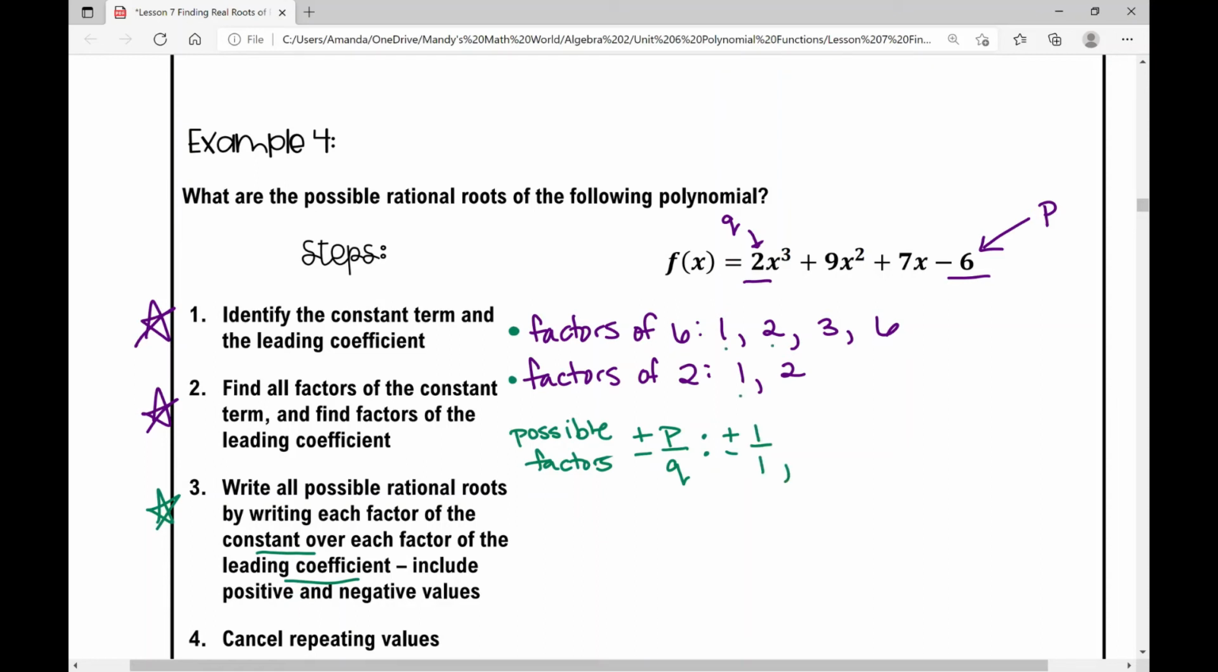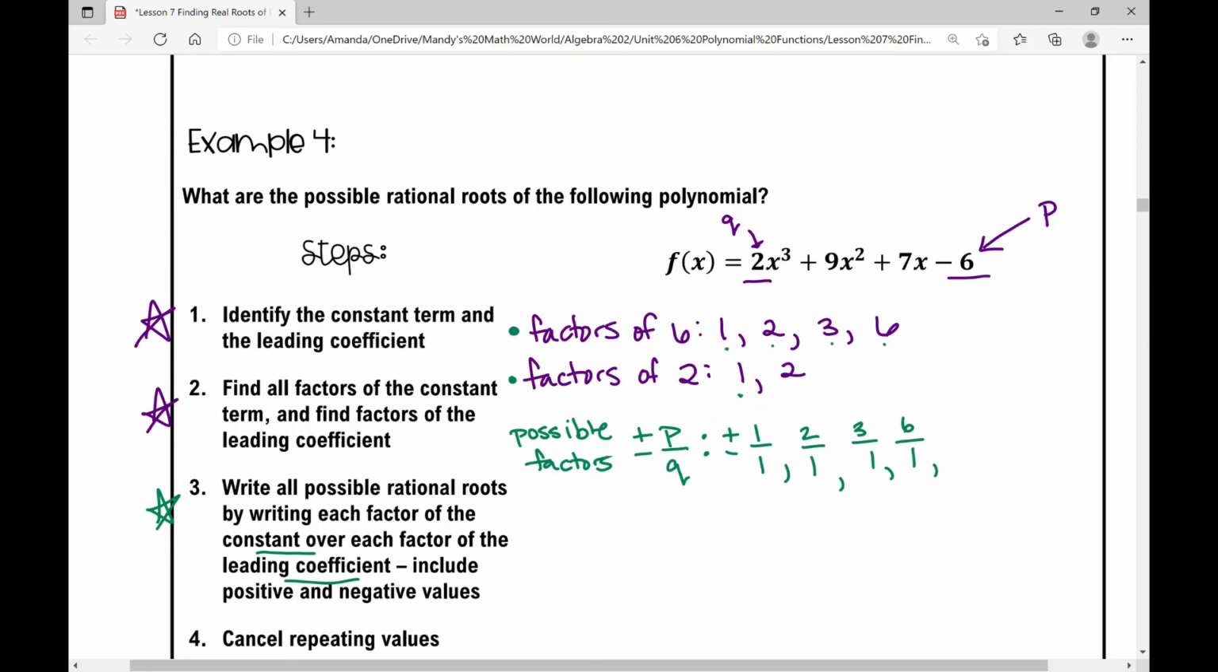Positive or negative, 2 over 1. Okay. Positive or negative, 3 over 1. Positive or negative, 6 over 1. Now we got to move on and put all of those numbers over 2.